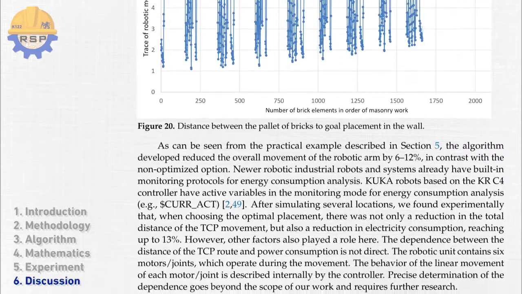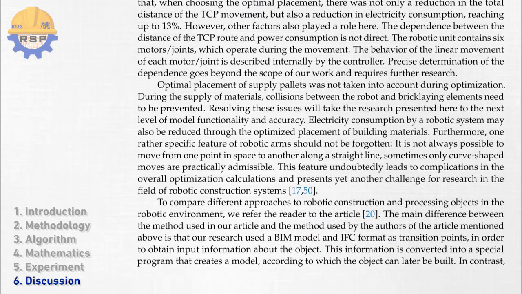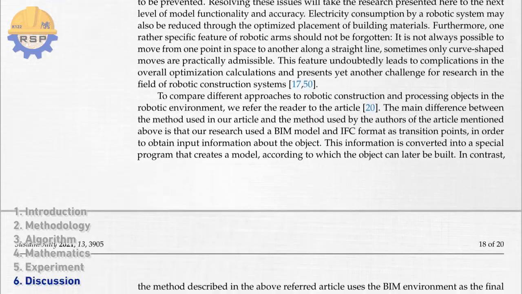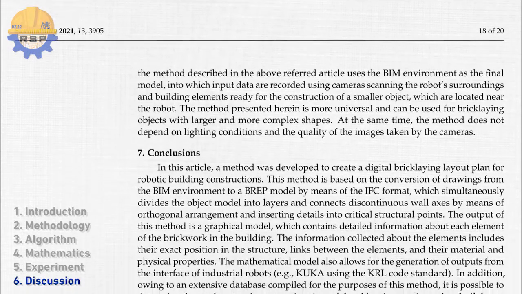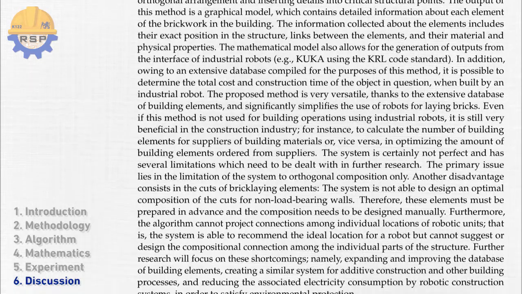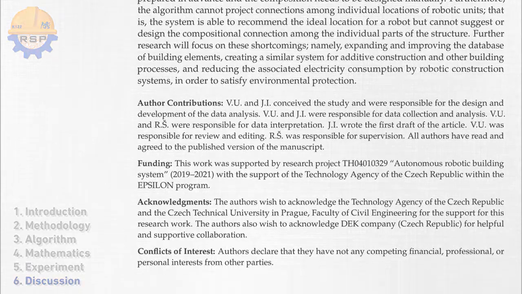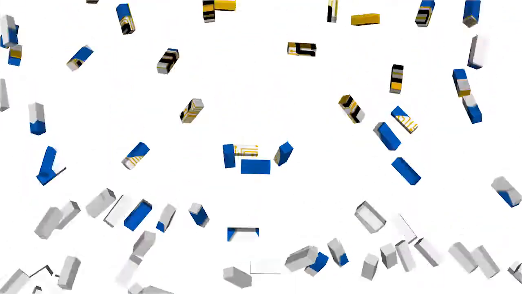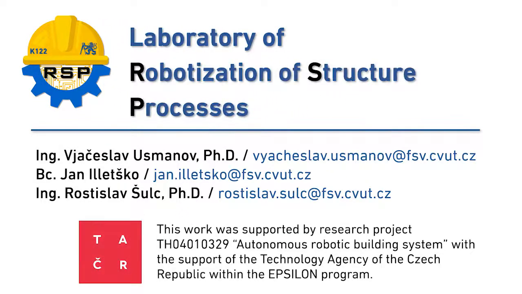The functionality of the algorithm was determined during the deployment of a robotic system currently in development within the scope of the project TH04010329, Autonomous Robotic Building Systems. The main goal of the project is to develop a functional prototype of an autonomous robotic construction system to enable fast and accurate building work and reducing the number of construction workers.